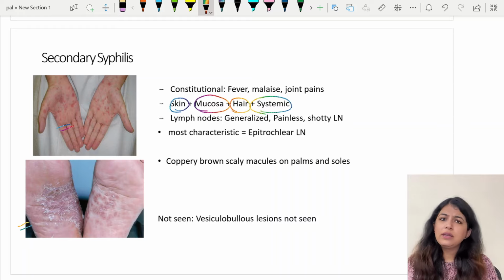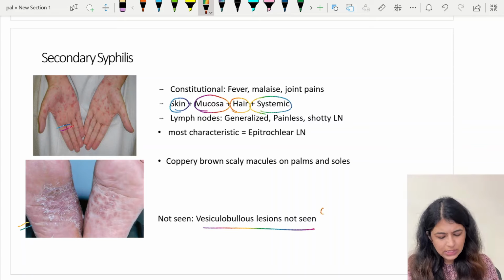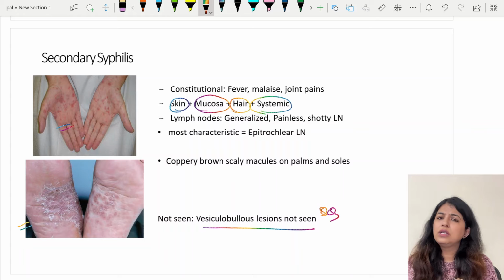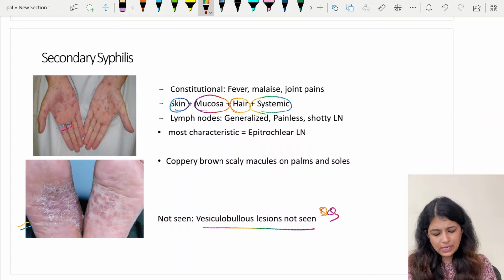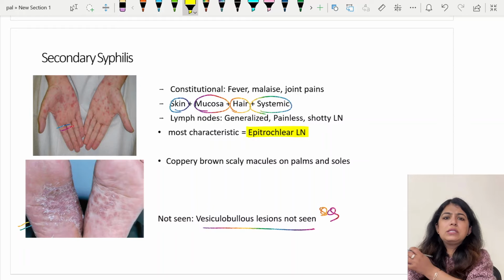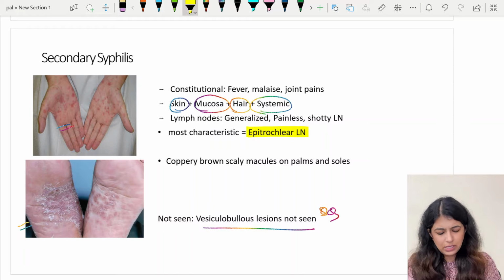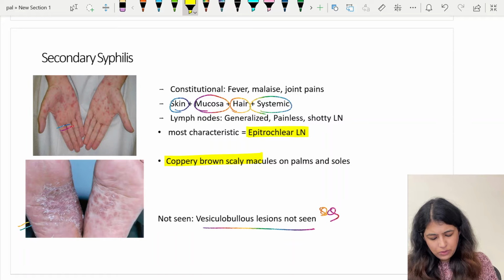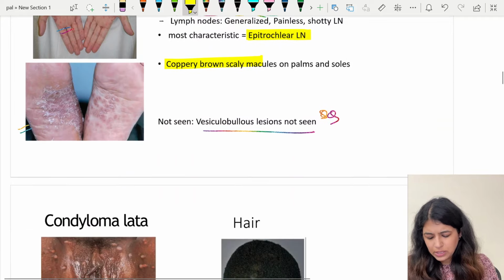Now rash on the body can be any morphology except vesiculobullous. Vesiculobullous lesions are not seen in secondary syphilis. So a rash on the body with coppery brown lesions on the palms and soles, you have to start thinking of secondary syphilis. Also, the patient has generalized painless lymph nodes all over the body, but characteristically there are epitrochlear lymph nodes involved. So here you have the epitrochlear lymph nodes. Coppery brown macules and epitrochlear lymph nodes, vesiculobullous lesions not seen.